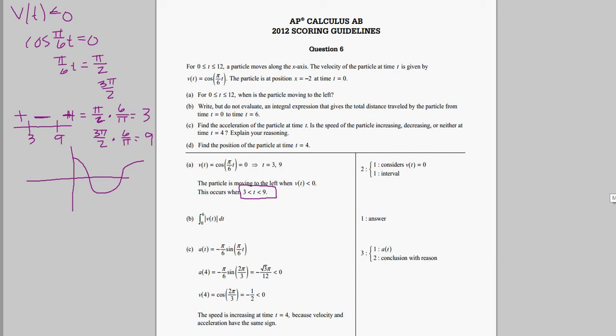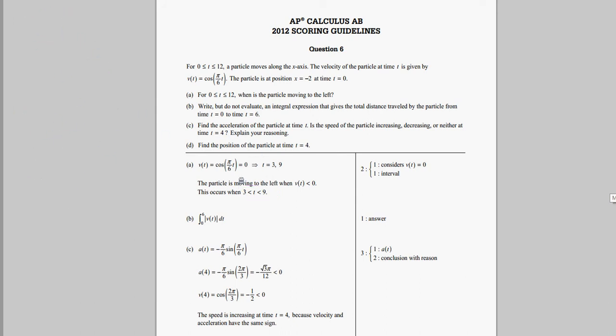In part B, let's erase some of this work over here. So in part B, it's asking to set up an integral expression that gives total distance. This is important here. Total distance traveled by the particle from 0 to 6. So it was not good enough to just say the integral from 0 to 6 of v of t dt. You had to make sure that you put your absolute value brackets around that because it was total distance. If you didn't, you just found net distance, and that was explicitly what they did not want you to find.